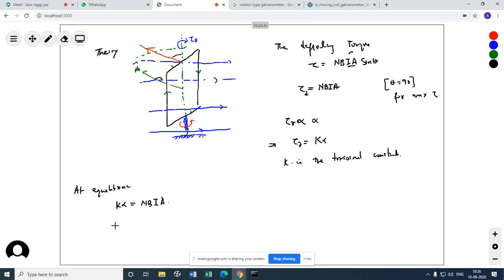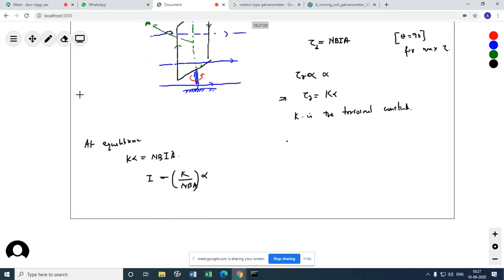K alpha is equal to NBIA. Okay? So we need to find what? You can see here, everything is constant. I is equal to K by NBA, A being constant, only alpha is not. K being the torsional constant, N being the number of turns, B the magnetic field, and A the cross-sectional area. I is directly proportional to alpha. This proves that alpha is the deflection and I is the current.